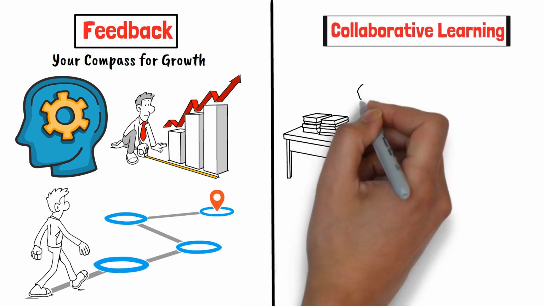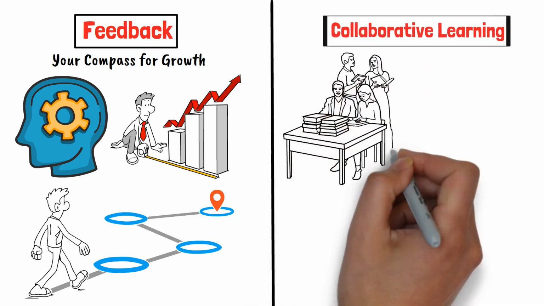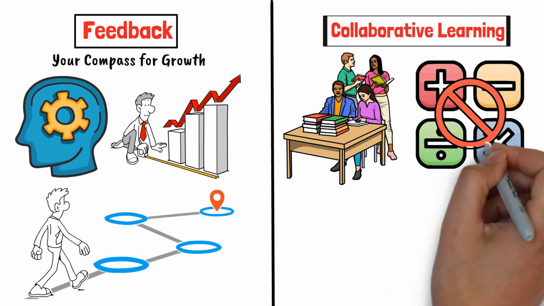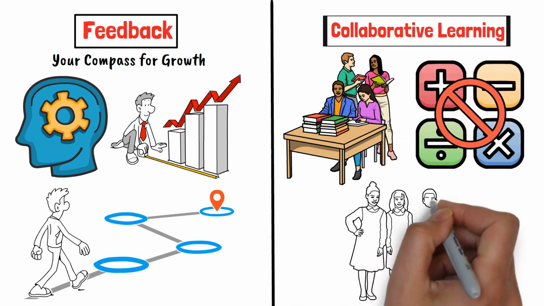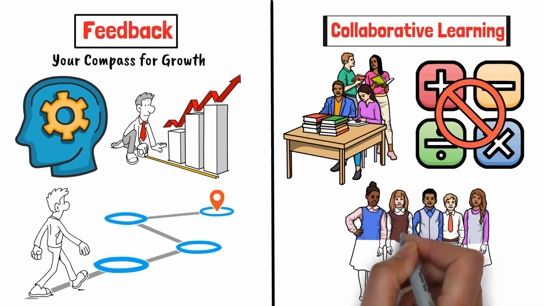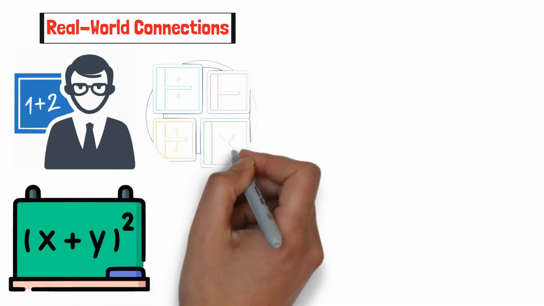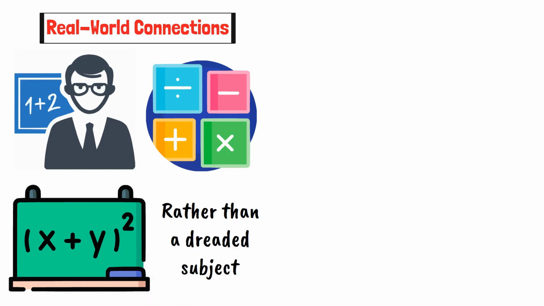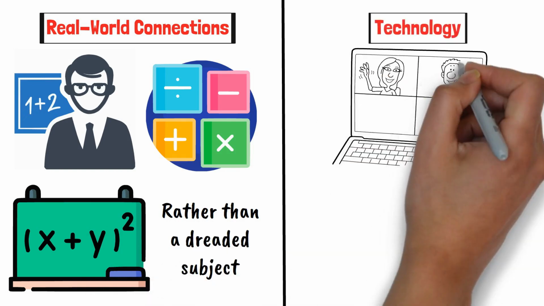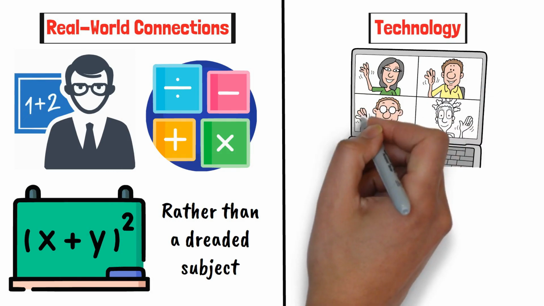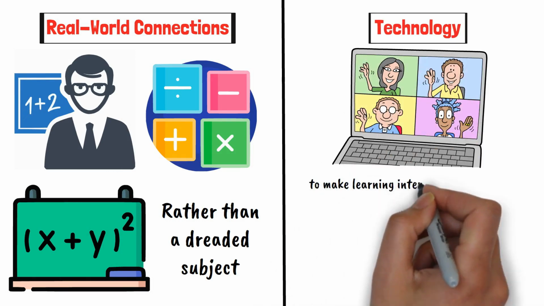Collaborative learning means encouraging group work and peer tutoring. It's not just about solving math problems, it's about building a mini society where students learn from and support each other. Showing real-world connections is also helpful. Show students the practical applications of math. When they see how algebra helps in designing a skate park or geometry in art, math becomes a fascinating exploration rather than a dreaded subject. Technology is our digital ally. We can use educational software and online resources to make learning interactive and engaging.